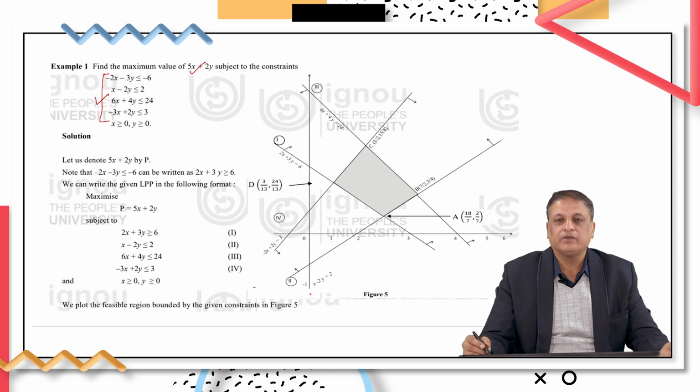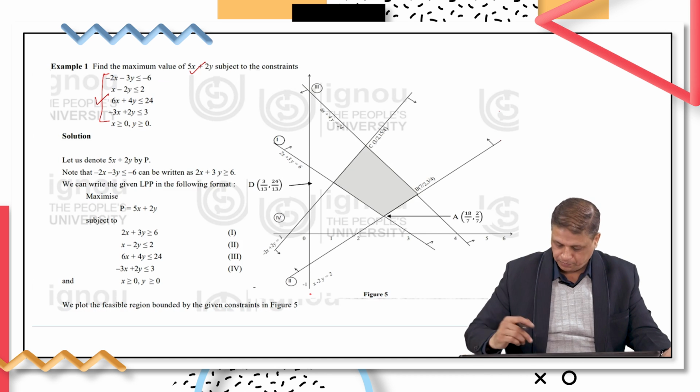Thereafter, at the point of intersection of lines, evaluate the objective function. If the objective is to maximize, then the point at which the value of the objective function is maximum is the optimum solution. Otherwise, the point at which the value of the objective function is minimum is the optimum solution for a minimization problem.